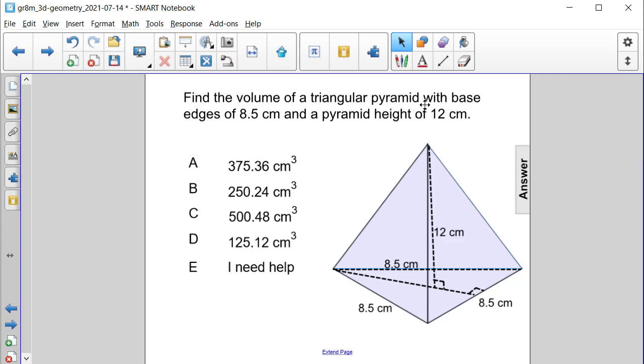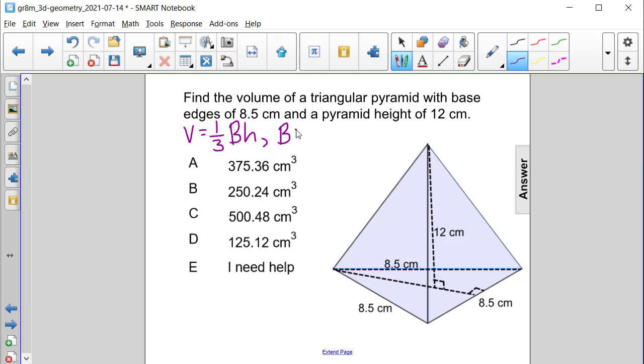Find the volume of a triangular pyramid with base edges of 8.5 centimeters and a pyramid height of 12 centimeters. Well, we know that the volume of any pyramid is calculated by taking 1/3 times the area of the base times the height. In this triangular pyramid, the area of the base will be 1/2 times the base of the triangle times the height of the triangle.